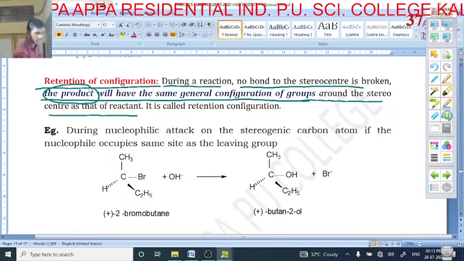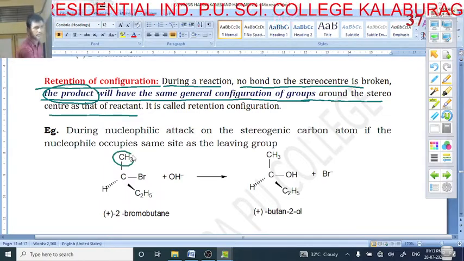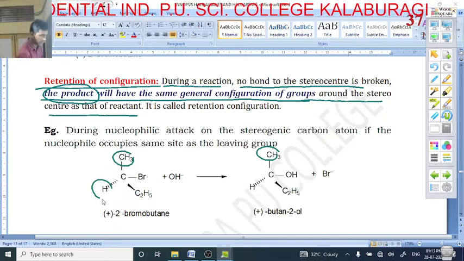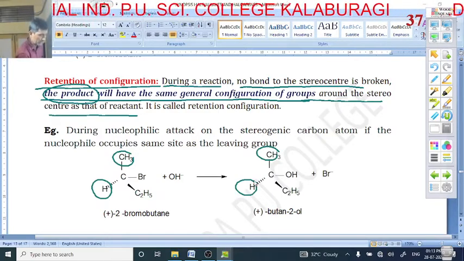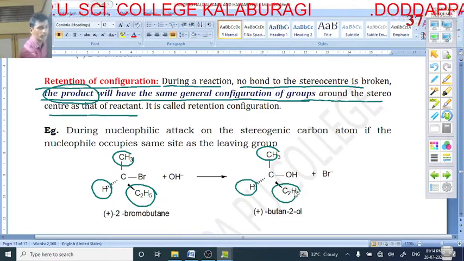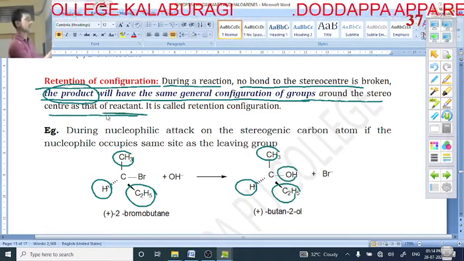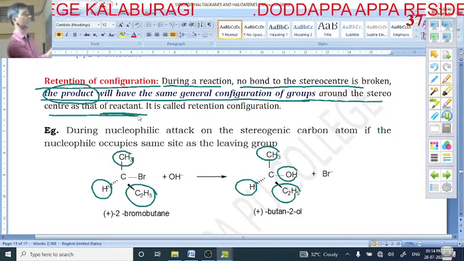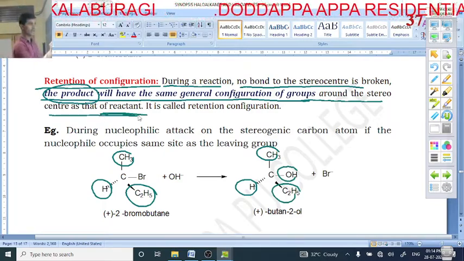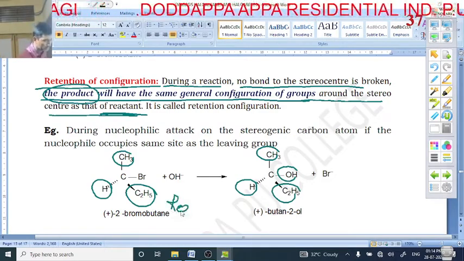So this is the reaction. Here is CH3, here CH3, here H, here H, here C2H5, here C2H5. Instead of Br, it is OH. There is no change in configuration between the product and the reactant. They have the same configuration. This is the product, and this is the reactant.